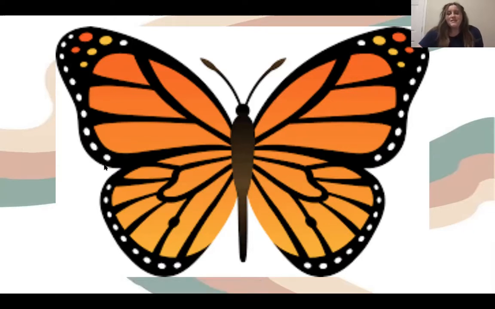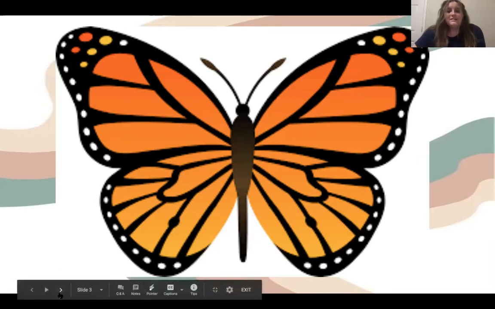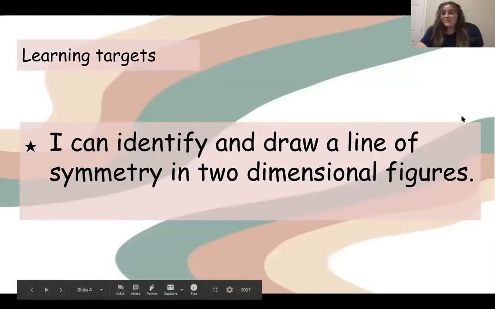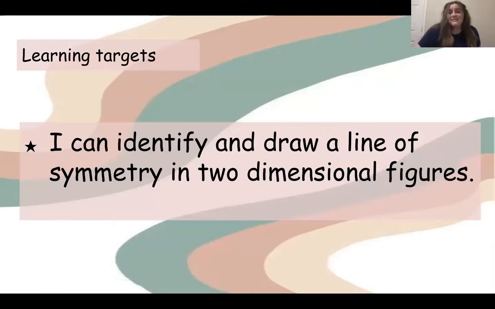So, today, with that, I am going to be talking to you guys about symmetry and what it means for a shape to be symmetrical. Today's learning target is: I can identify and draw a line of symmetry in two-dimensional shapes. So let's keep going with that.